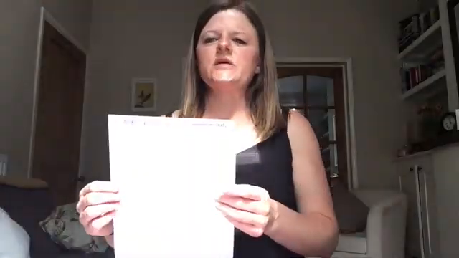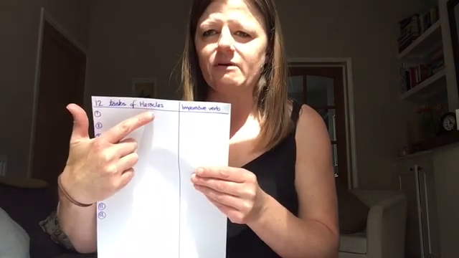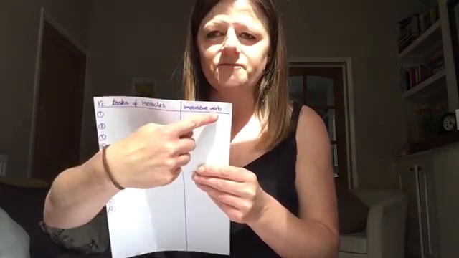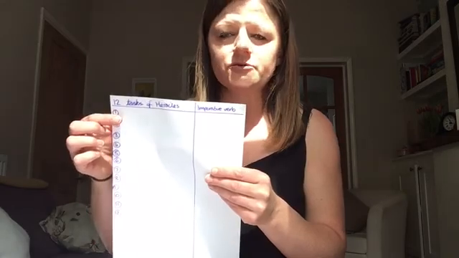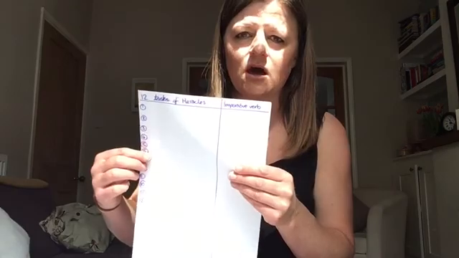Then what I'd like you to do, Year 3, is draw out a table similar to this one, or print out the one that I've saved on the website. And I want you to draw in 2 columns. I'd like you to have the 12 tasks of Heracles, and then the imperative verb. And in your own words, I would like you to write out what the 12 tasks were that Heracles had to take, and then what was the imperative verb used in each of those tasks.